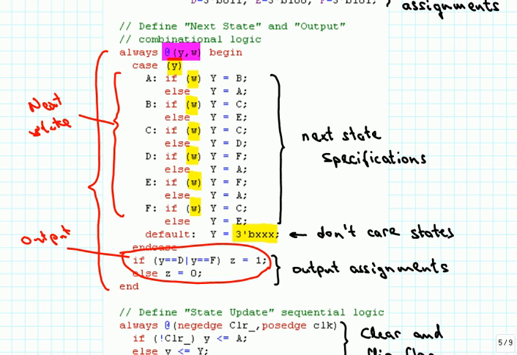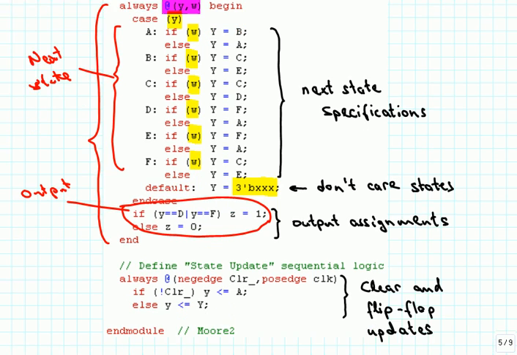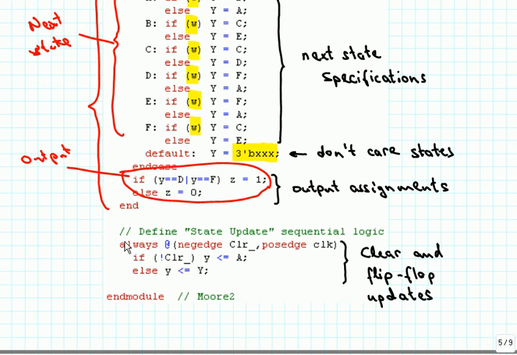And then the state update goes into a separate always block, because here the sensitivity list is now the pos edge clock and the neg edge clear. That was the same as we had before, but this is edge sensitive, and you cannot mix edge sensitive and level sensitive statements in the sensitivity list of the always block. For this reason, we had to make two different procedural blocks.